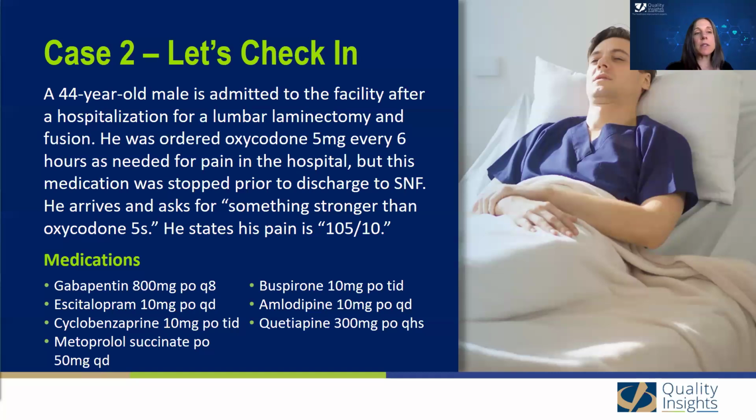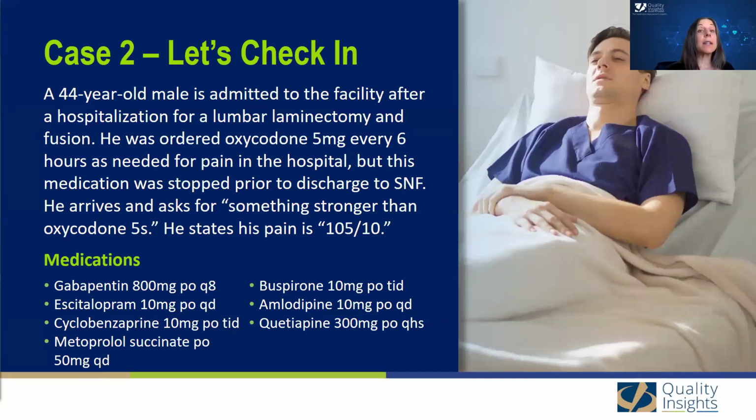So another case, a 44-year-old male is admitted to the facility after a hospitalization for lumbar laminectomy and fusion. He is ordered oxycodone 5 milligrams every 6 hours as needed for pain in the hospital, but this medication is stopped prior to discharge to the SNF. So something to ask yourself: why was a pain medication stopped? He arrives and asks for something stronger than oxycodone 5s. He states his pain is 105 out of 10.